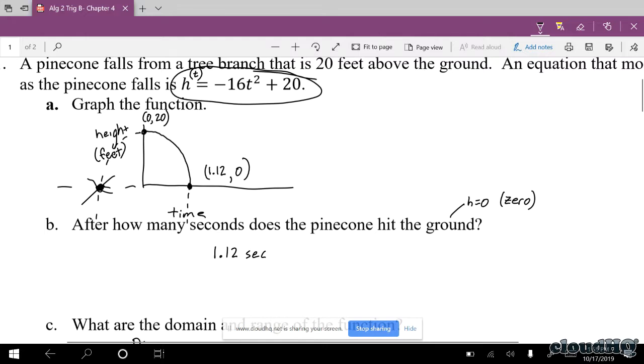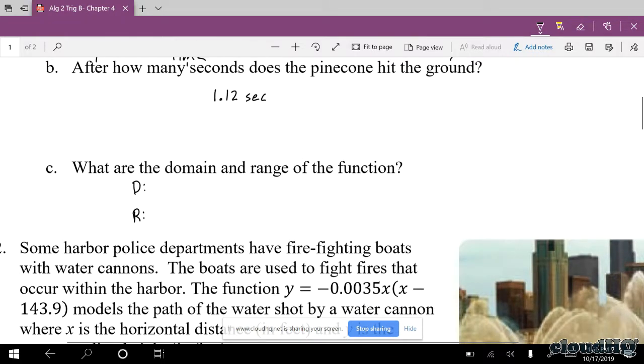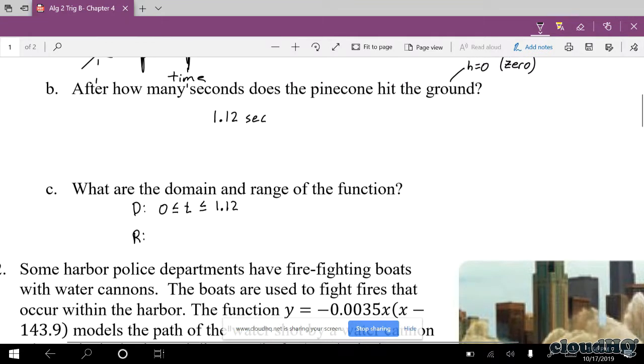Can time be negative? No. The time started here at 0, and when did time end? The time ended when it hit the ground. So the time ranged from 0 to 1.12 seconds. They used t instead of x. If you use x, that's fine. But to be consistent, I'm going to use t. That's what the problem gave us. It was between 0 and 1.12 seconds. That would be the domain of this situation. It was falling during that time period.